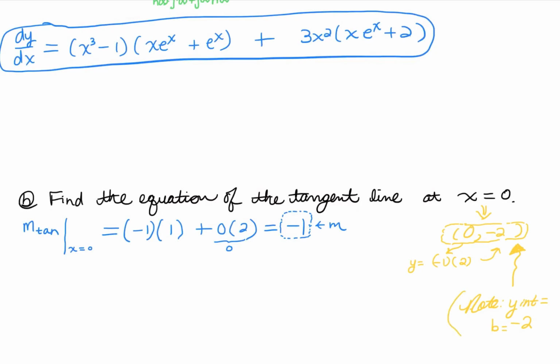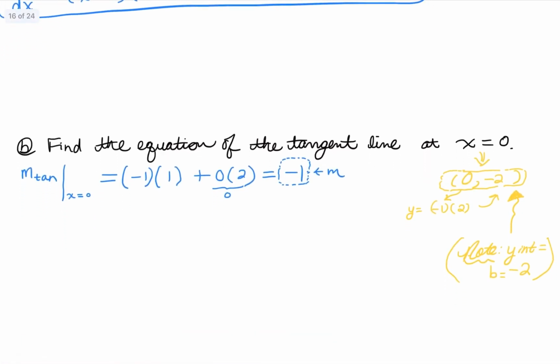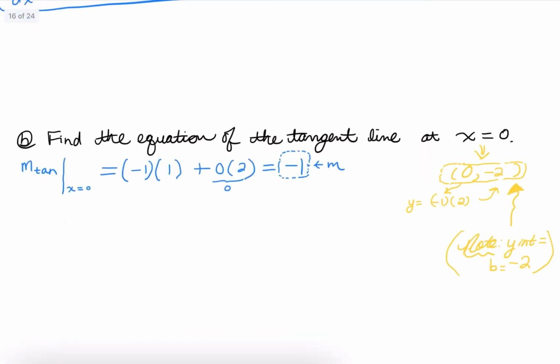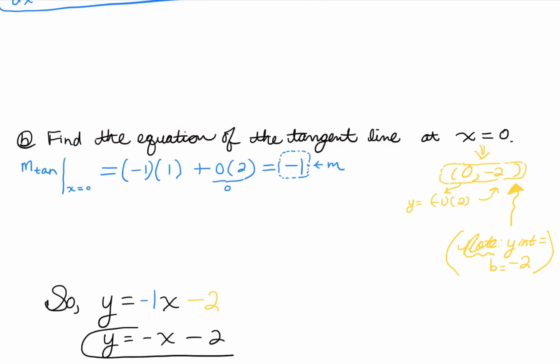So actually, I don't really have anything to even do here. I can go right to the final form of my equation of the line. We get to go right to our y equals mx plus b. Our m in this case is our -1, and our b here is the -2. So we end up, of course, with y equals -x minus 2. So there's the equation of our tangent line at x equals 0.